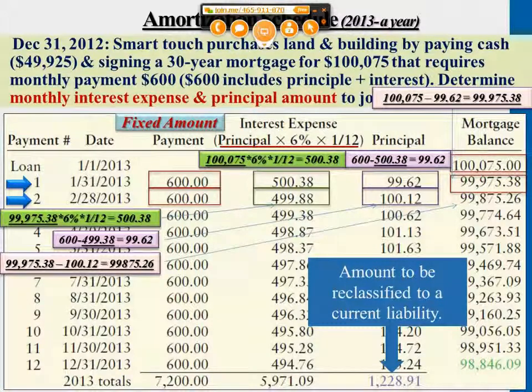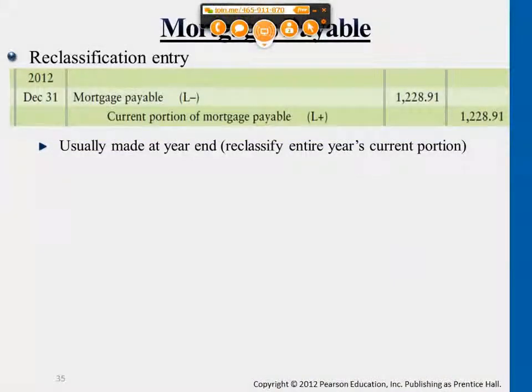Now the blue box shown here is the amount to be reclassified to a current liability. Keep in mind that this entire table is just for 1 year. Okay, 1 year breaks down to 12 months. So your first month of payment looks like this, second month of payment, so on and so forth. When it reaches the last month, altogether this is the total mortgage payable that you paid off in an entire year. And this table we usually calculate up front when we start the mortgage payable contract. We calculate this amortization schedule up front. This reclassification entry happens as soon as we sign off the mortgage payable.